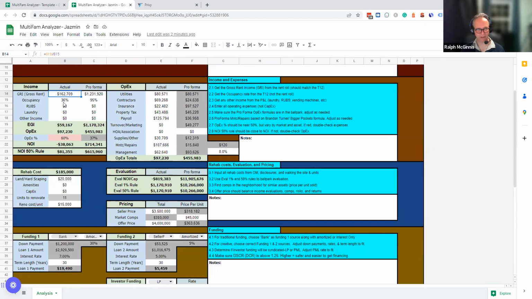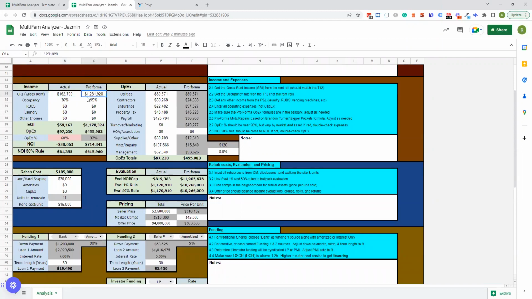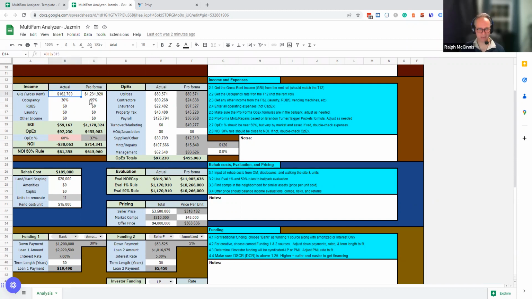100% occupied, right? So I think the pro forma should be way higher than this. Let's just say it's 3,000 times 12 times 11 units, 396. I'm saying 3,000 because some of them might be 3,500, some of them have rent control. I don't know, but we'll call it 396.